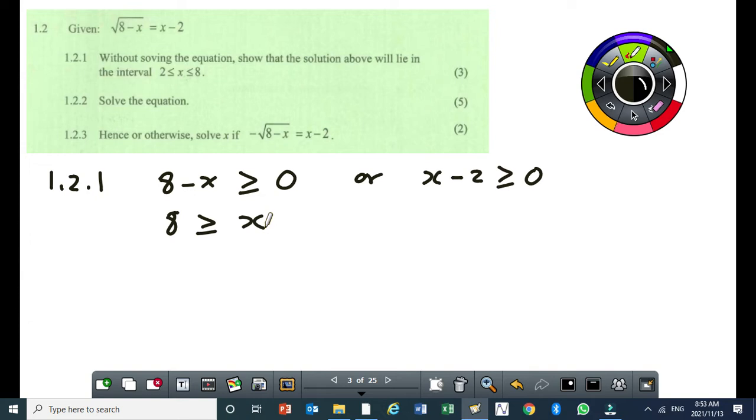Right? I hope you know that if 8 is greater than or equal to x, it means that x is less than or equal to 8. Okay? It's the same thing. Right? Also, here, you just say x is greater than or equal to 2. What this means, I can say, therefore, since x is less than or equal to 8, and x is greater than or equal to 2, it means that I say, therefore, x lies between 2 and 8.